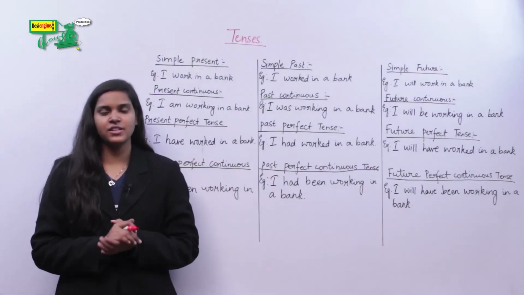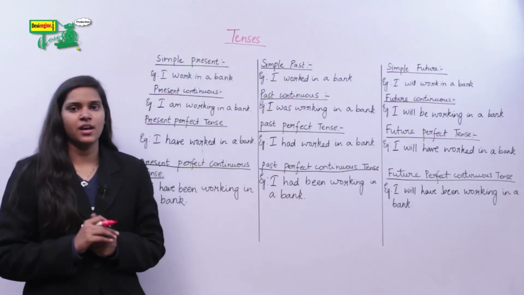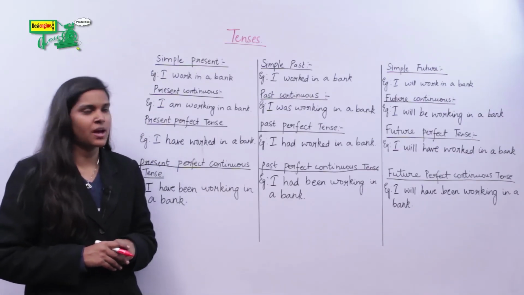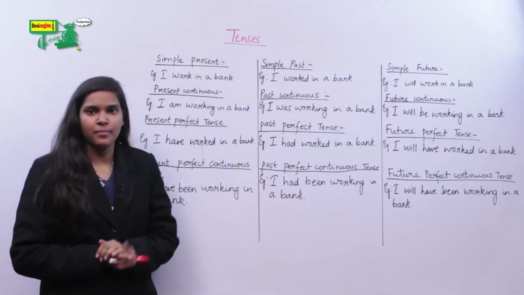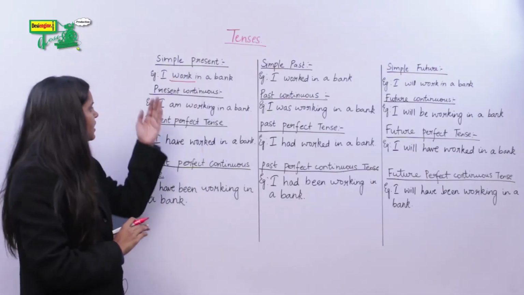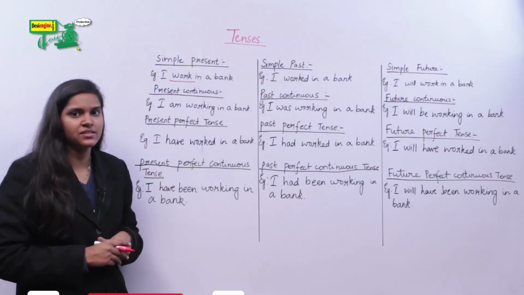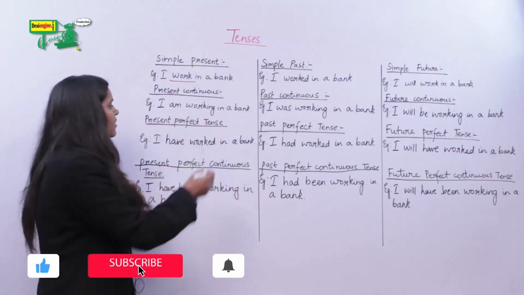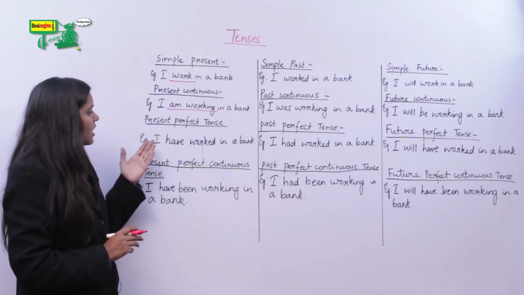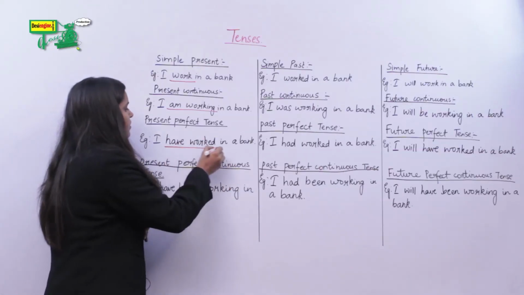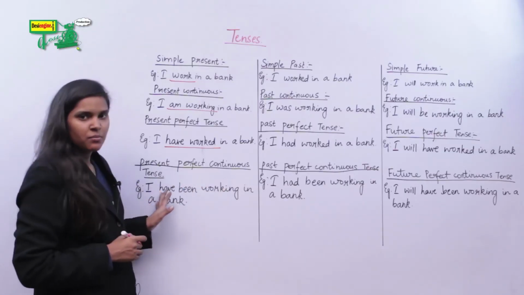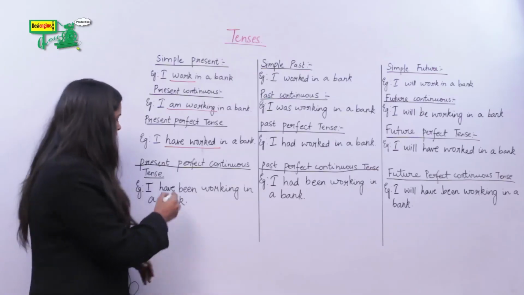Let's sum up the different kind of tenses. I've picked one example which I'll write in different kind of tenses. For example, I work in a bank. This is in simple present. The verb is work. Next is present continuous. The same sentence is written as I am working in a bank. Next is present perfect tense. I have worked in a bank. Next is present perfect continuous tense. The example would become I have been working in a bank.